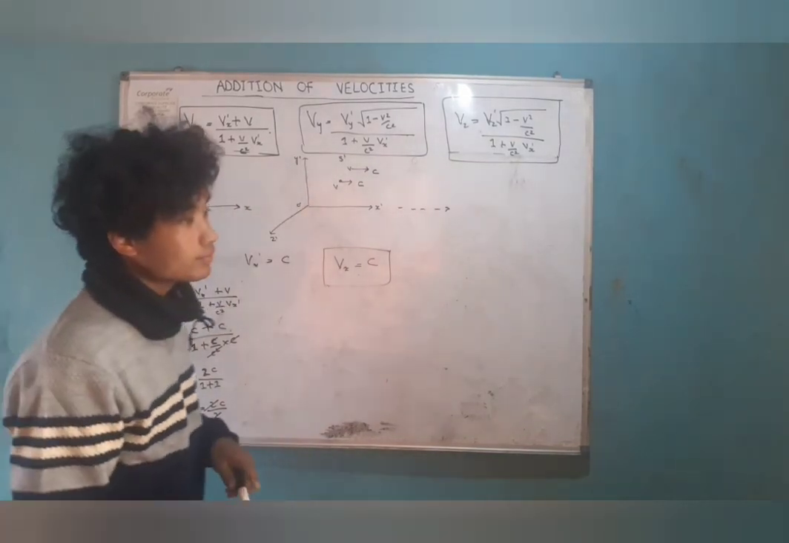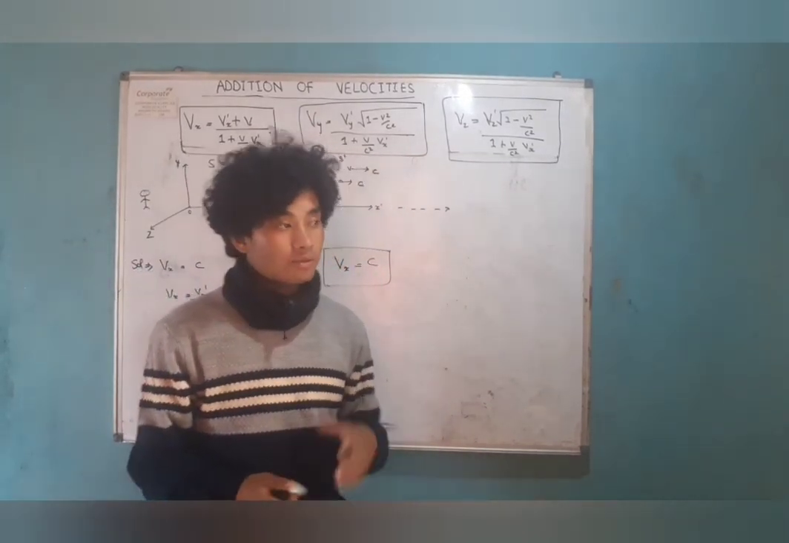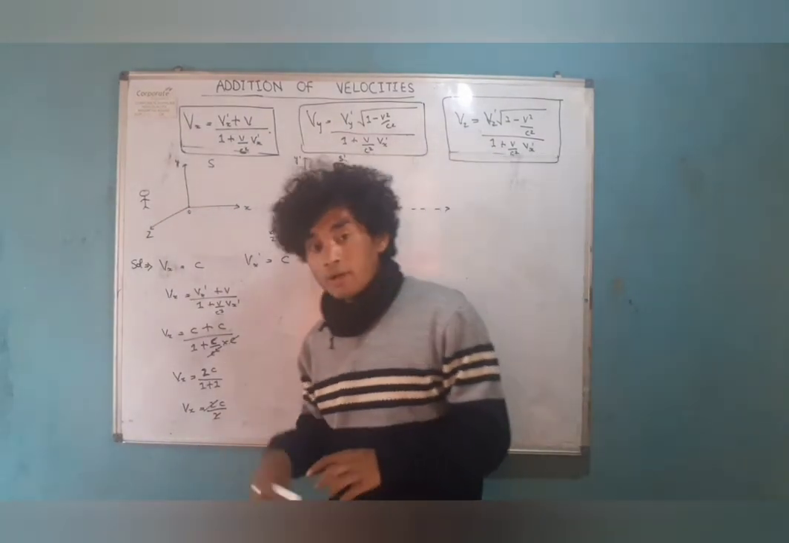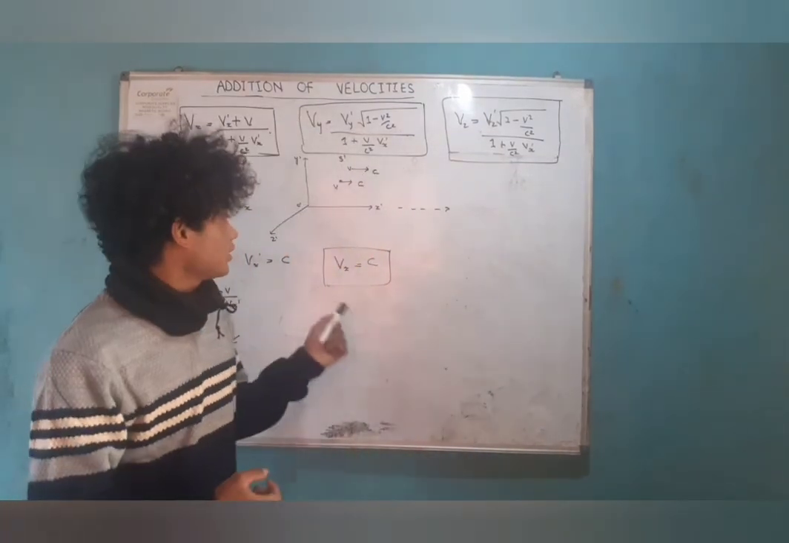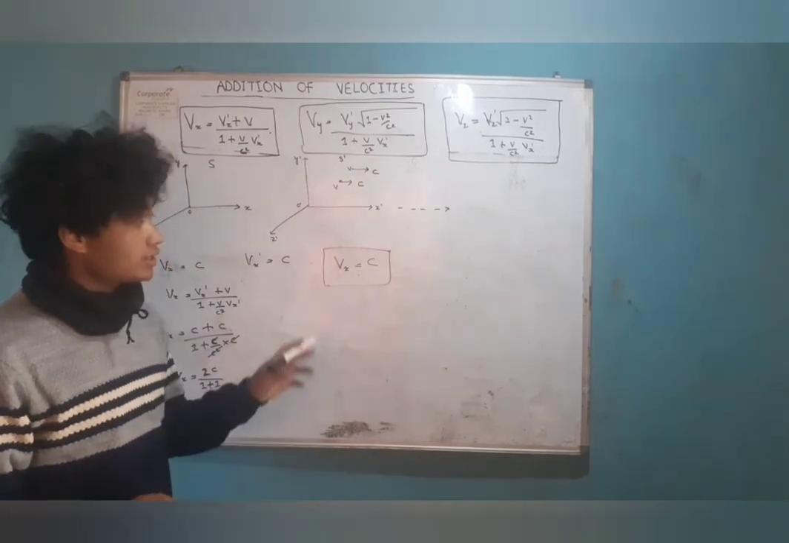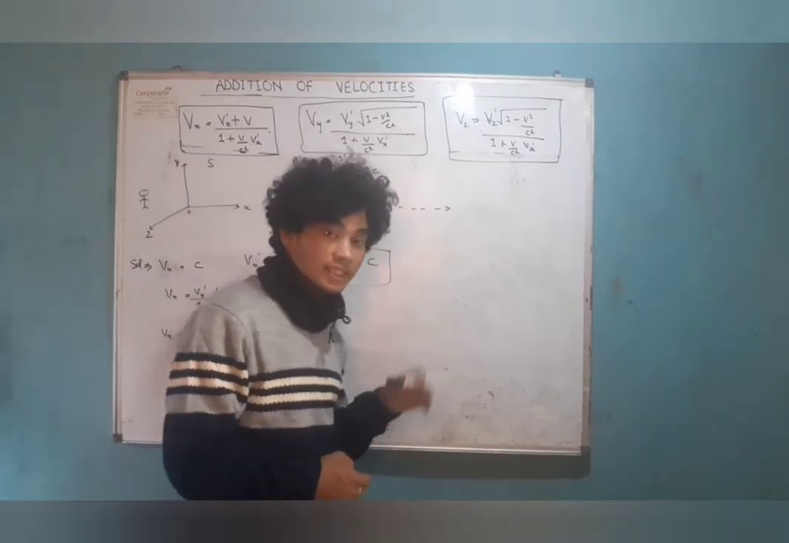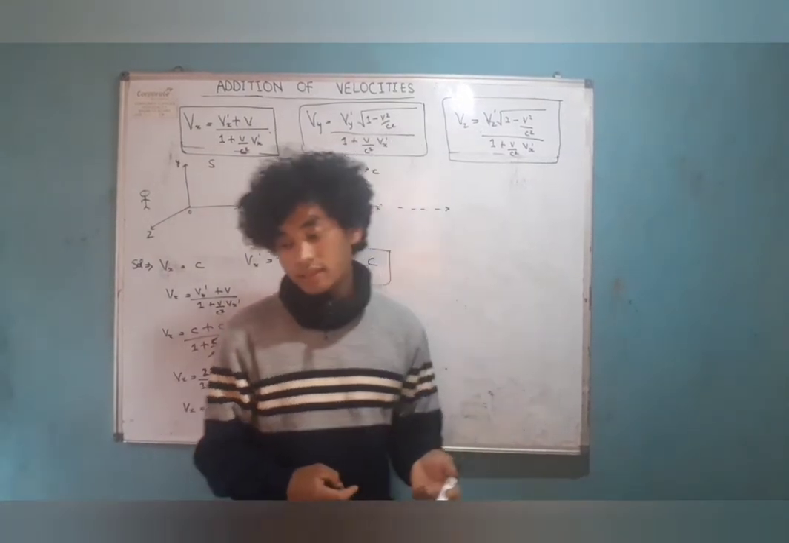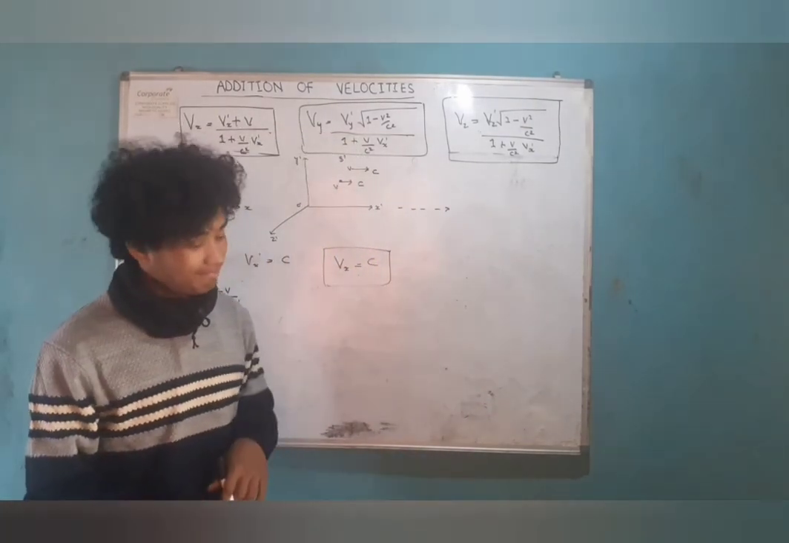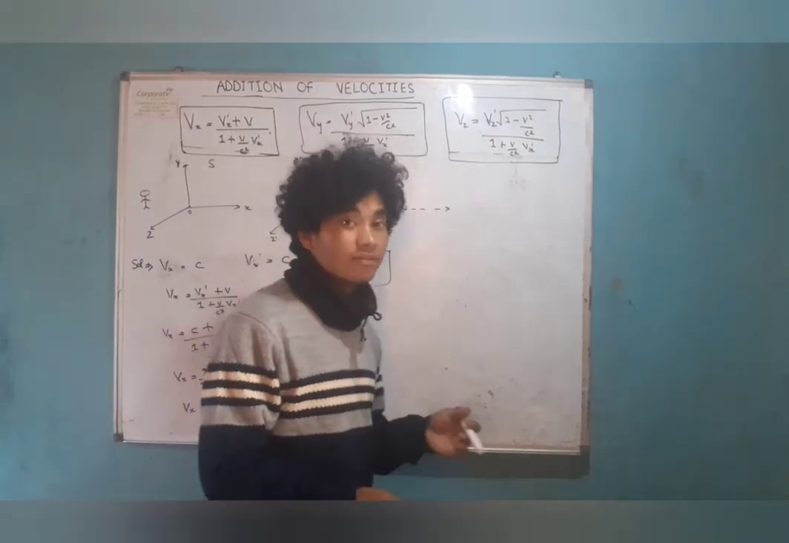So we have done the two numericals. How to do the numerical, we have done. I hope you understand it, and also we found Vx equal to c, and this is the constancy of light as mentioned in the postulate of the theory of relativity. So this is the beauty and importance of the theory of relativity.